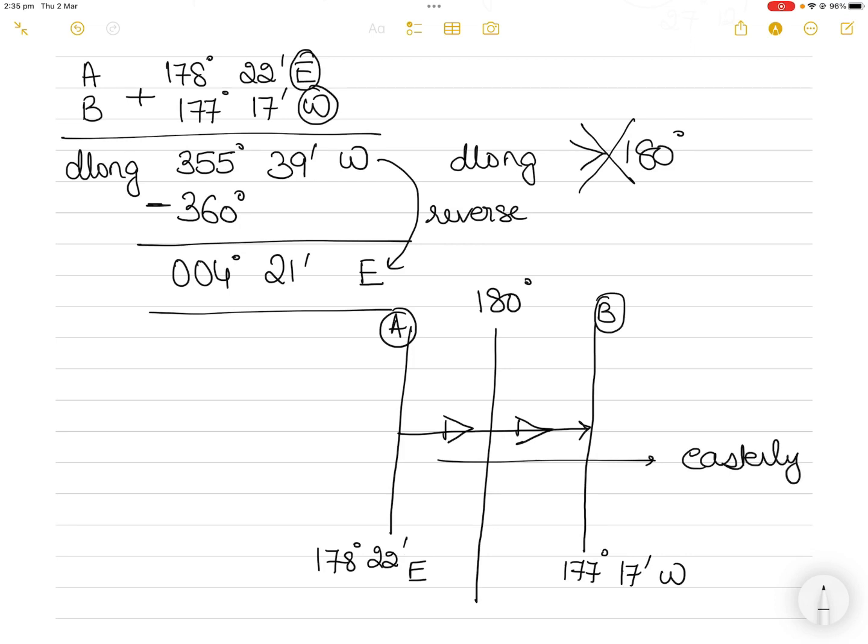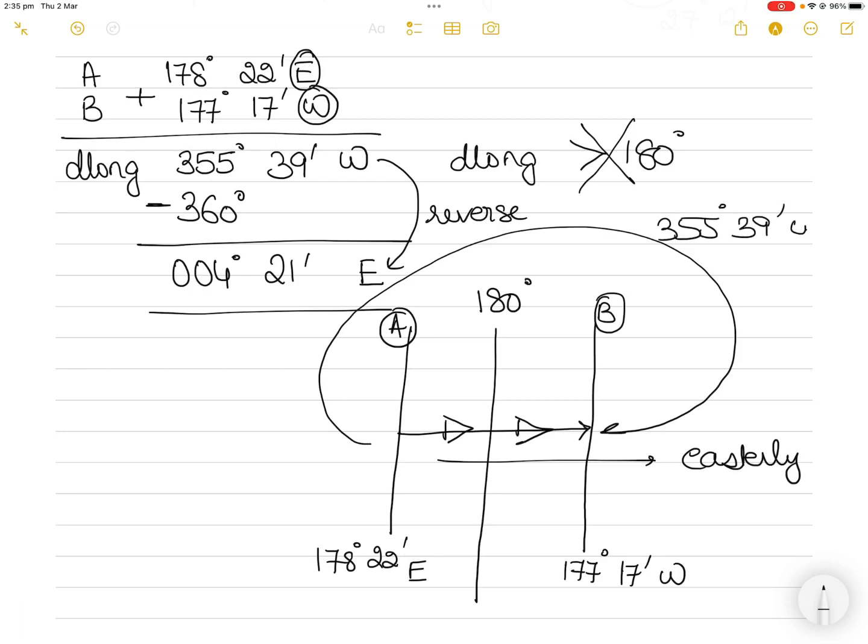That is the shortest path. Otherwise you would have had to go round the earth, and that is what you got 355 as. So going round the earth, which is the longer path, is 355 degrees 39 minutes, and you go in a westerly fashion. But you have to take the shortest route. So the shortest route is here, where you go easterly across the anti-meridian. That's the whole key here.